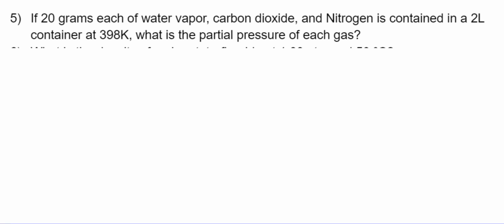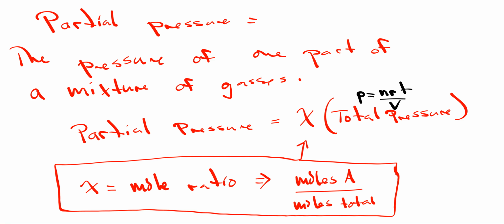So first, just to talk about what partial pressure is, I went ahead and wrote this out. Partial pressure, qualitatively, is the pressure of one part of a mixture of gas. So if you have 3 different gases, the partial pressure would be the pressure that one is putting towards the total, or the second one is putting towards the total, or the third one. All right? It's not too bad, and the math really isn't that bad either. It just takes a lot of steps.